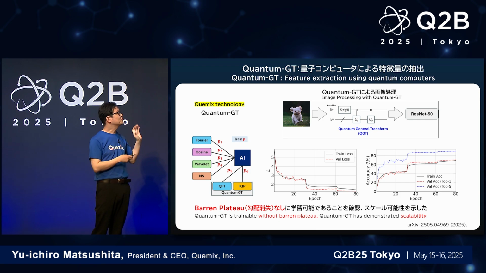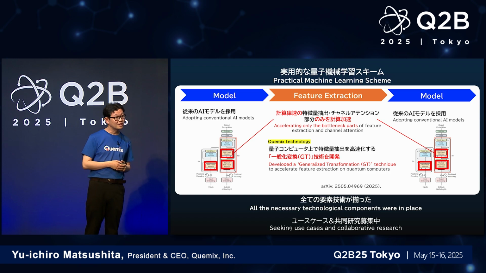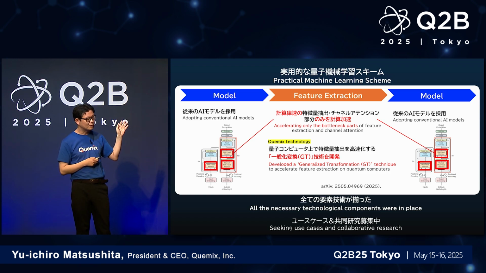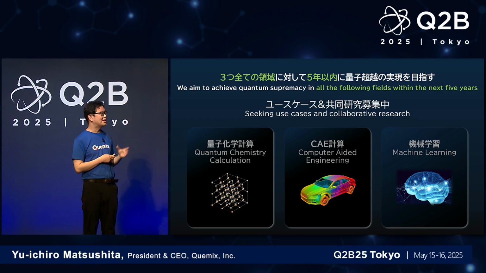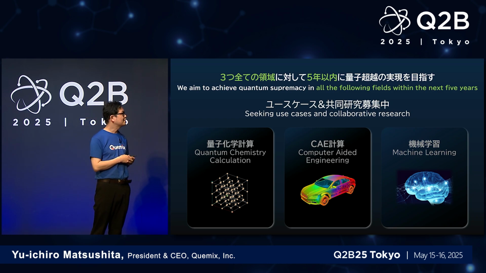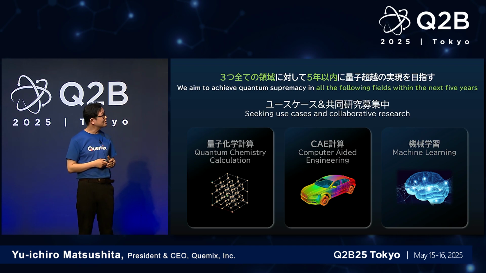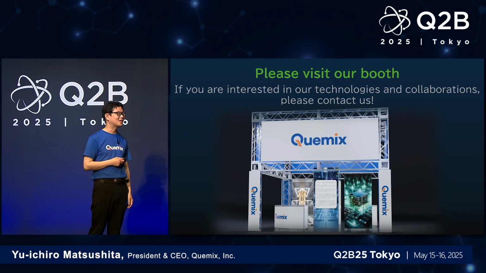So this scheme, which combines GT, is the practical quantum ML scheme. And all the necessary technological components are in place. So we are now seeking use cases and collaborative research. And we want to apply this for practical use. So this is what we have discussed about the 3 areas of quantum supremacy, which we would like to achieve over the next 5 years. And we're seeking use cases and collaborative research. And we also have a booth, so if you're interested, please visit our booth.